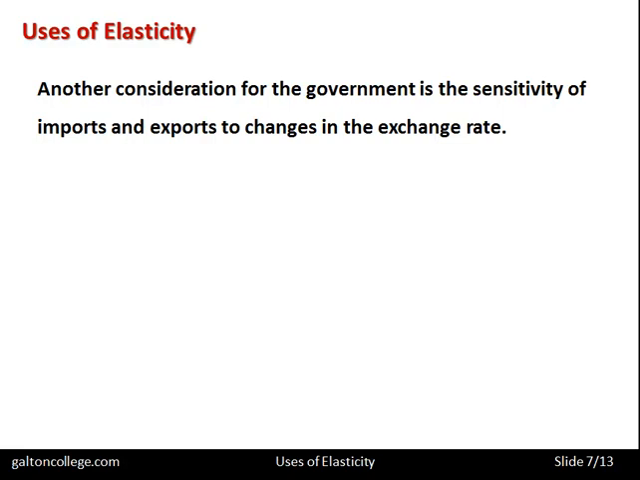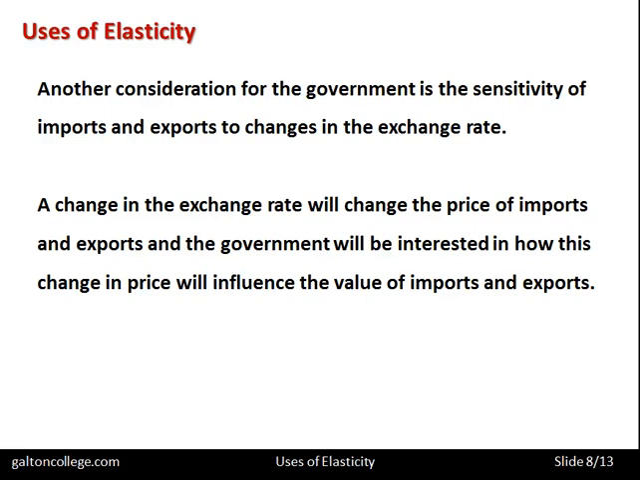Another consideration for the government is the sensitivity of imports and exports to changes in the exchange rate. When the exchange rate changes, and this introduces two topics to us now. One is exchange rates and the importance of exchange rates, subject of separate videos, and also elasticity of demand, which will be looked at in more detail in other videos as well. But we have two concepts here, elasticity of demand and exchange rates. Now when the exchange rates change, the price of imports and exports also change. It's important that the government understands the connection between elasticity of demand and the exchange rates. A change in the exchange rate will change the price of imports and exports, and the government will be interested in how this change in price will influence the value of imports and exports.